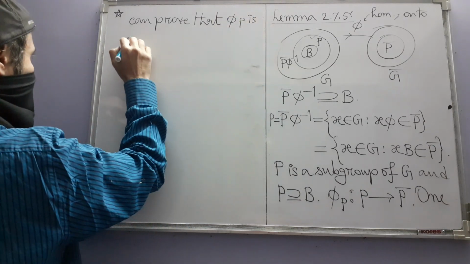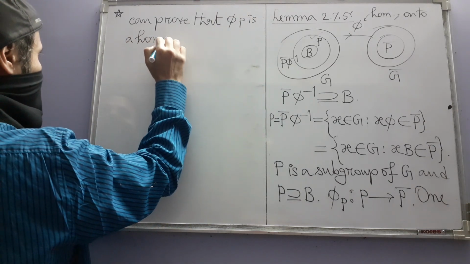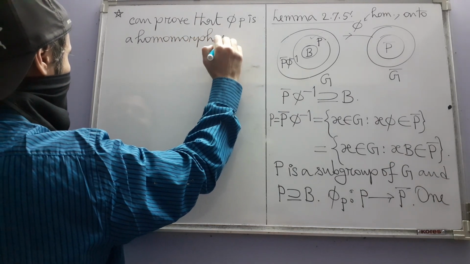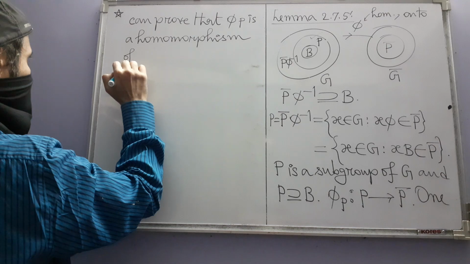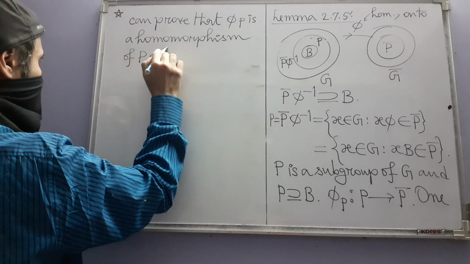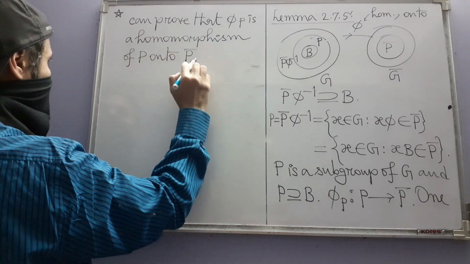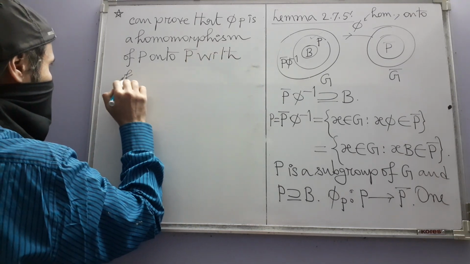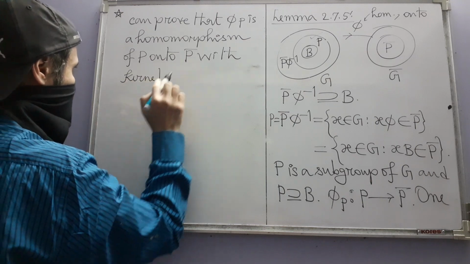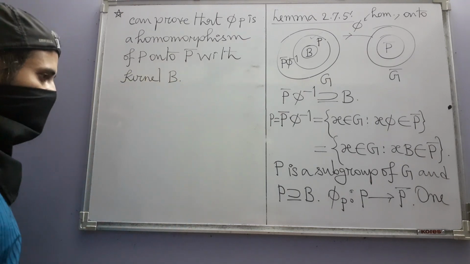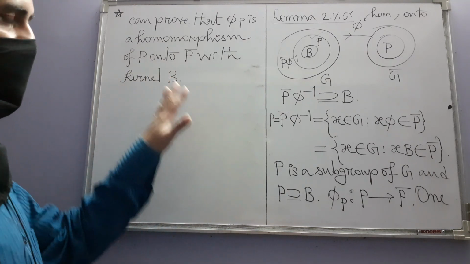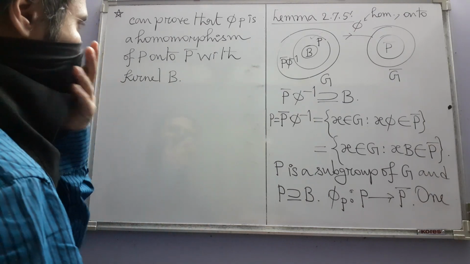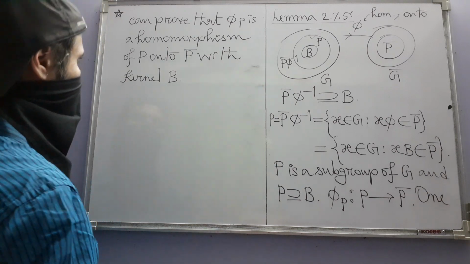Is a homomorphism of P onto P bar with kernel B. You should be able to prove this. But again, if you are unable to prove it, then please let me know.